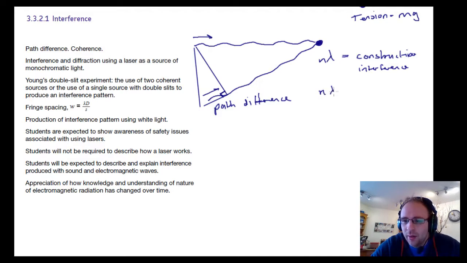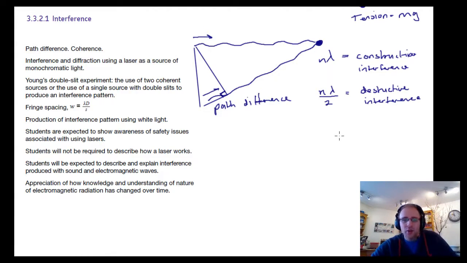If we arrive half a wavelength apart, we get destructive interference. So that's when the waves arrive in antiphase. That's like the drawing we did of superposition a minute ago, where we had a crest meeting a trough and they cancelled out. So constructive and destructive interference. This is our adding to make a maximum, and this is our adding to make 0.